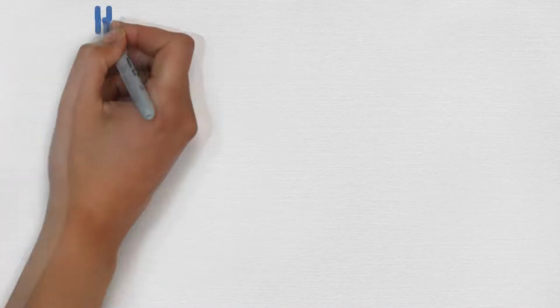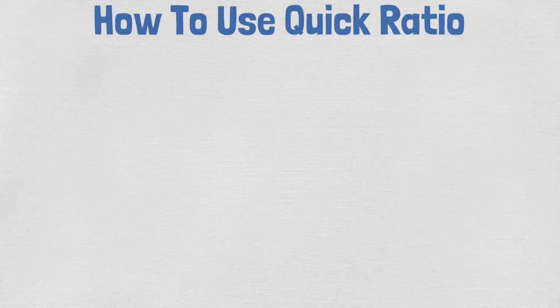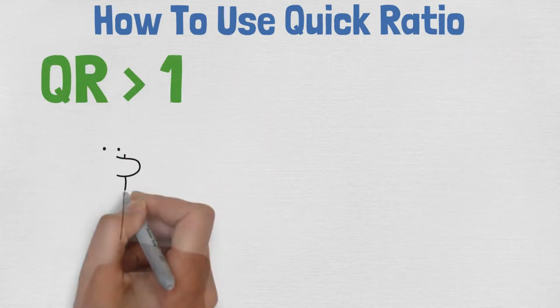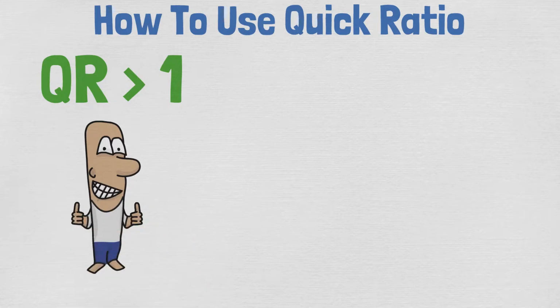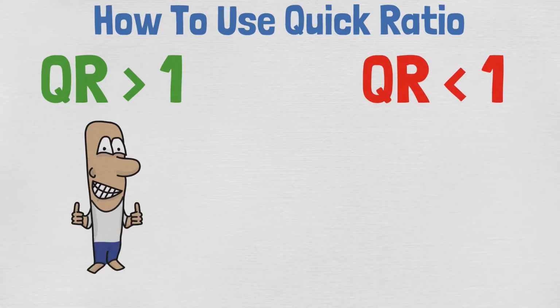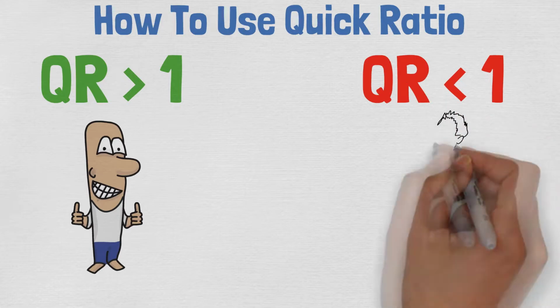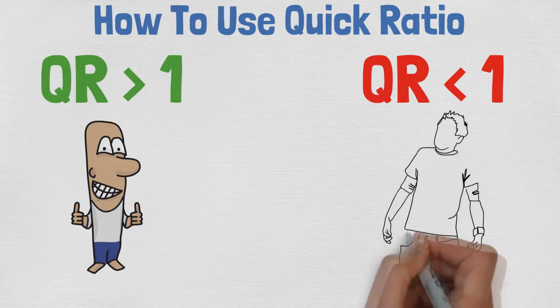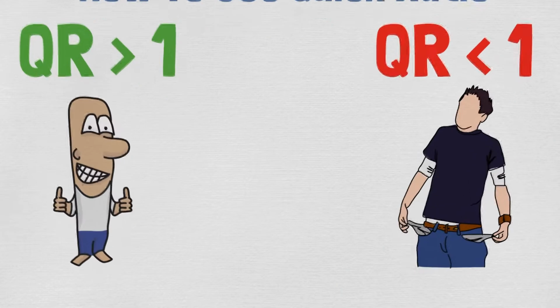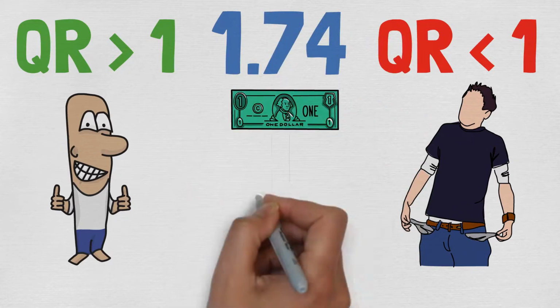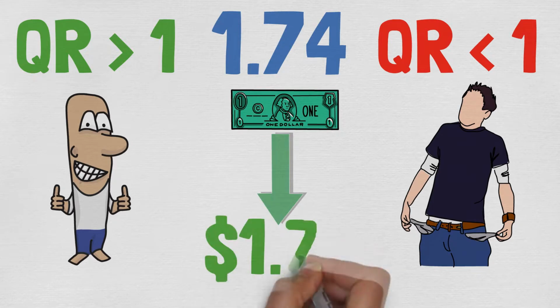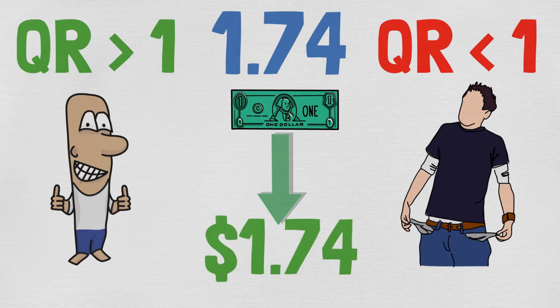So what does that mean? If the quick ratio is over 1, it means that the company is able to liquidate enough assets to pay all of its current liabilities immediately. If the quick ratio is less than 1, it means that the company might not be able to pay all of its current liabilities immediately. Because Intel's quick ratio is 1.74, it means that Intel could pay all of its current liabilities because they have $1.74 of liquid assets for every $1 of current liabilities.